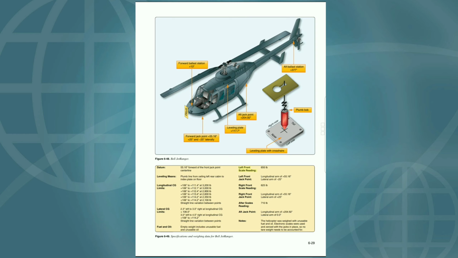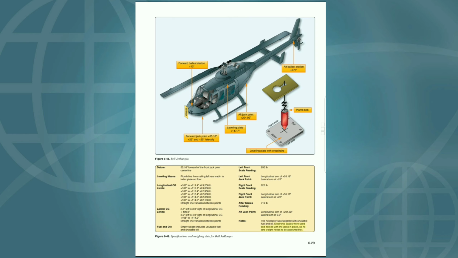Left front scale reading, left front jack point, right front scale reading, right front jack point, aft scales reading, aft jack point, notes. 650 pounds, longitudinal arm of plus 55.16, lateral arm of minus 25. 625 pounds, longitudinal arm of plus 55.16, lateral arm of plus 25. 710 pounds, longitudinal arm of plus 204.92, lateral arm of 0.0. The helicopter was weighed with unusable fuel and oil.